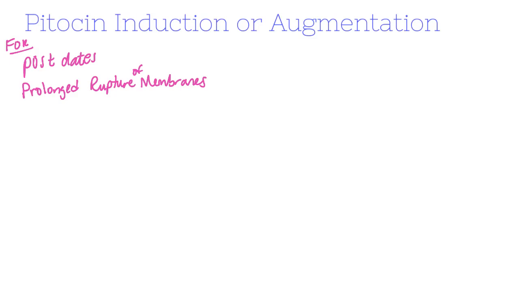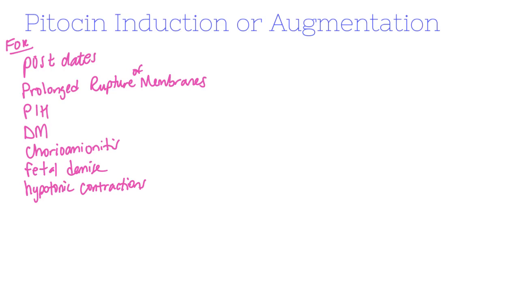We may use induction for women who are post-term dates, if they've had a prolonged rupture of membranes, they have pregnancy-induced hypertension or eclampsia, diabetes, because we don't want the baby to get too big, chorioamnionitis, if they have an infection, then we need to deliver the baby. A fetal demise, and hypotonic contractions, and that would mean an augmentation at that point. The women do need to have a good Bishop score where their cervix shows some evidence that it's favorable for induction.